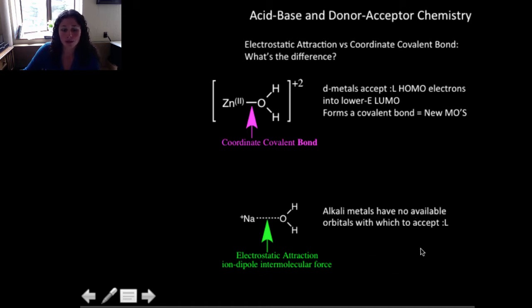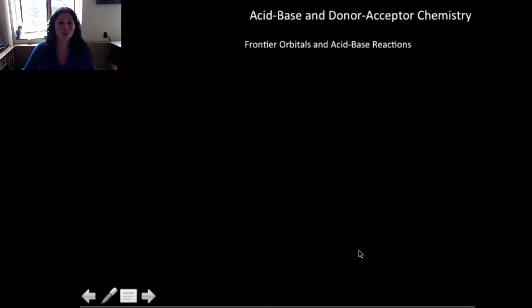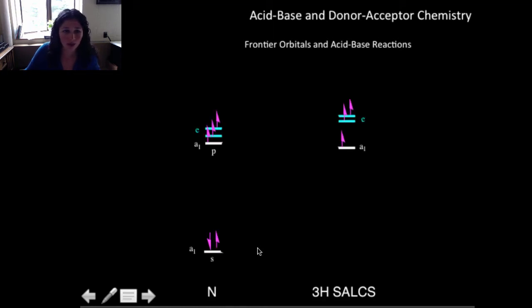And so alkali metals in general don't have available orbitals with which to accept electrons from bases. So again, purely electrostatic. If we look at this, again, we're going to focus on an acid-base reaction, and we use molecular orbital theory to explain this. For this case, I'm going to use a familiar example of NH3 interacting with hydrogen ion, but you can extend this onto metal systems.